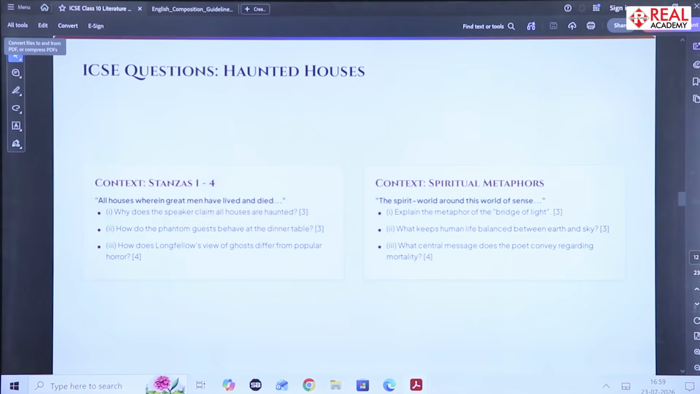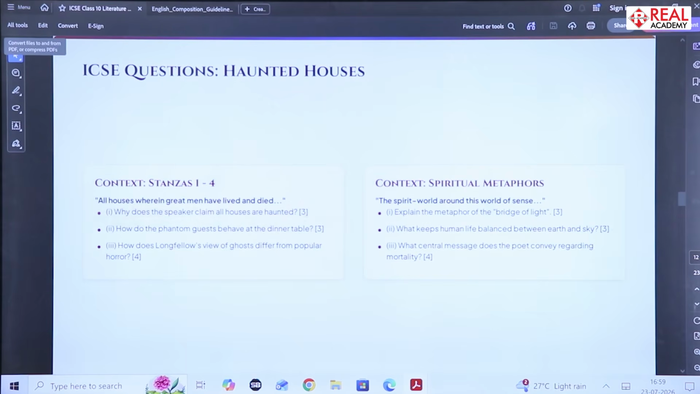From "The Haunted Houses": "All houses wherein men have lived and died are haunted houses." Why does the speaker claim all houses are haunted? How do the phantom guests behave at the dinner table? How does Longfellow's view of ghosts differ from popular horror?